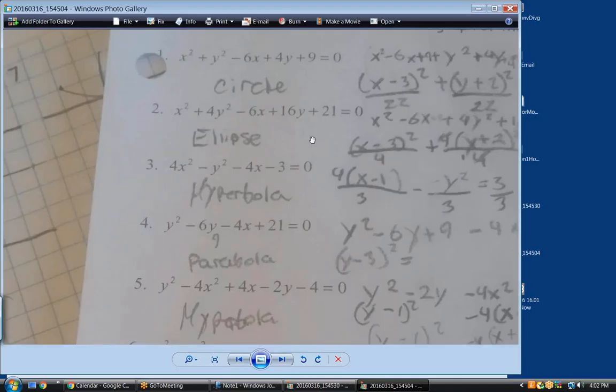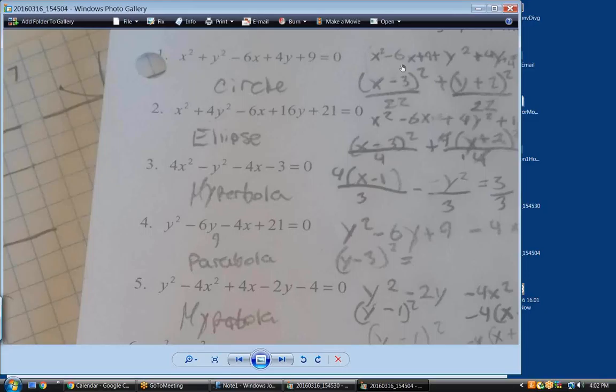All of this writing that I see, is that yours or the teacher's? That's my attempt at doing this. The ones I have most problem with are the hyperbolas. Okay, let me just look at this first one.